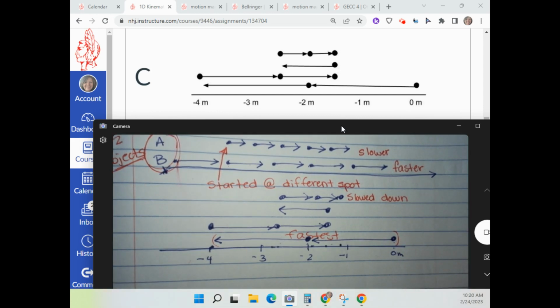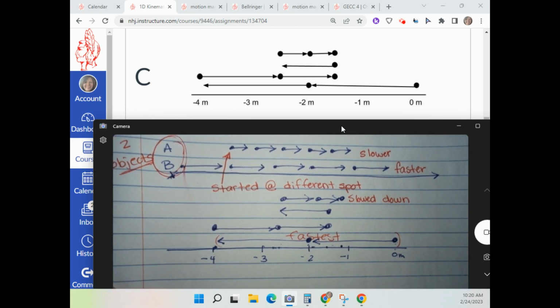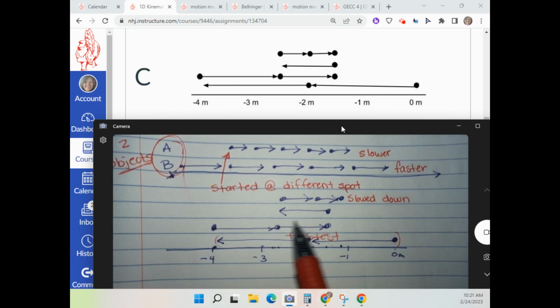Now give me a thumbs up if that makes sense. Does it make sense? Okay. All right. So every dot is time. So 0 seconds, 1 second, 2 seconds, 3 seconds, 4 seconds, 5 seconds, 6 seconds.